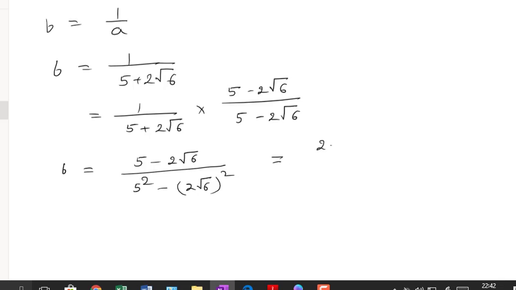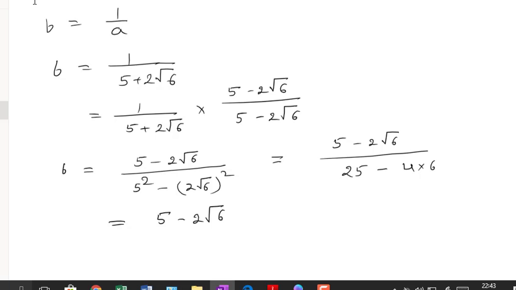This is equal to 5 minus 2 root 6 whole divided by 25 minus 4 into 6. So 4 into 6 is 24. So this is 5 minus 2 root 6 upon 25 minus 24, which is 1. So 5 minus 2 root 6 is the value of B.